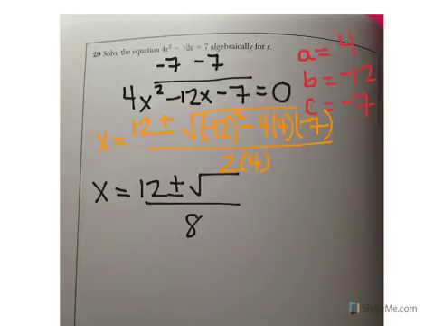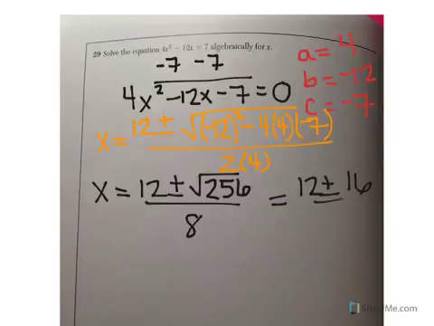In your calculator, what you're going to type in is this whole thing inside the radical, the negative 12 squared minus 4 times negative 7. And you type that in, and when you do, you'll end up with the number 256. And that goes inside the square root. So the square root of 256, it is a perfect square, so it turns out to a nice number. So this becomes 12 plus or minus 16 all over 8.